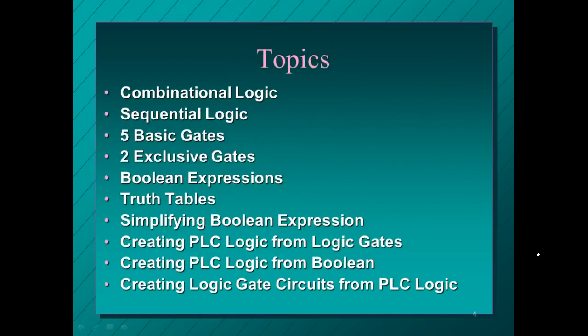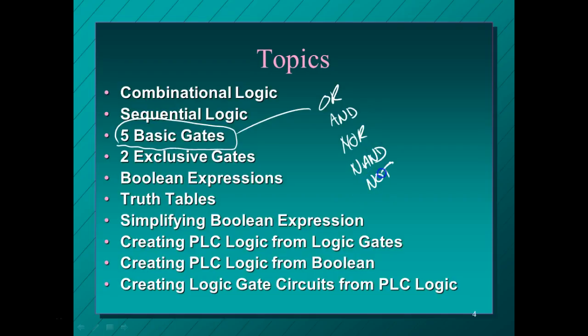Combinational logic and sequential logic, we'll talk about that. But we have what we call 5 basic gates. And what are they? They're OR. And by the way, when you talk about logic, the whole thing's supposed to be uppercase. So when you talk about logic, you're supposed to spell the gates in uppercase letters. These are the 5 basic logic gates.